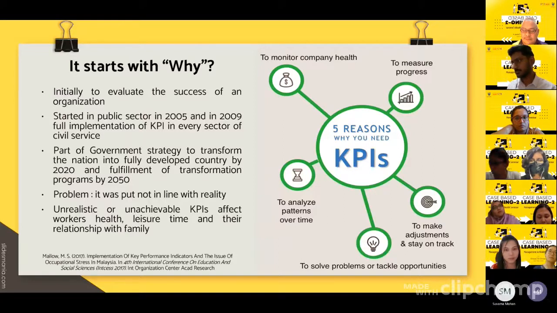In 2005, the process was adopted by the government of Malaysia with the full implementation in 2009 for all sectors of government services. This is part of the government strategy to transform the nation into a fully developed country by 2020 and fulfillment of the transformation program by 2050. But the problem is whether the assessment was put in line with reality, as unrealistic KPI affects workers' health and work-life balance, not to mention the duress experienced by the workers.